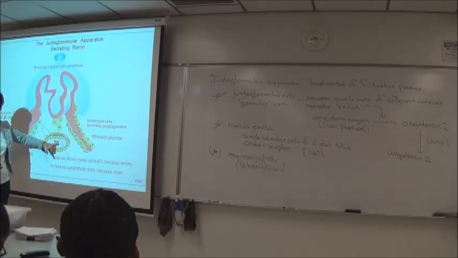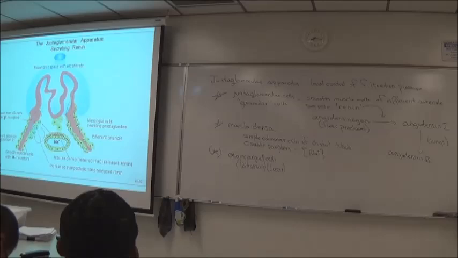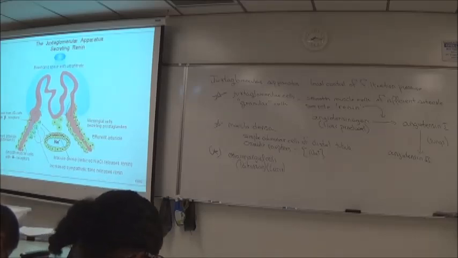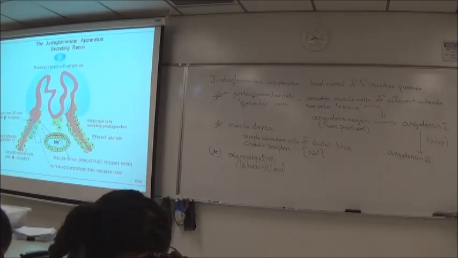If sodium ions are low, meaning filtration flow rate is slow, then it sends a signal for the juxtaglomerular cells to release renin. Renin is going to convert angiotensinogen to angiotensin 1, which travels to the lungs and is activated to angiotensin 2. And there it has a couple of different effects, all right? Angiotensin 2 itself, as you can see by its name, is a vasoconstrictor.